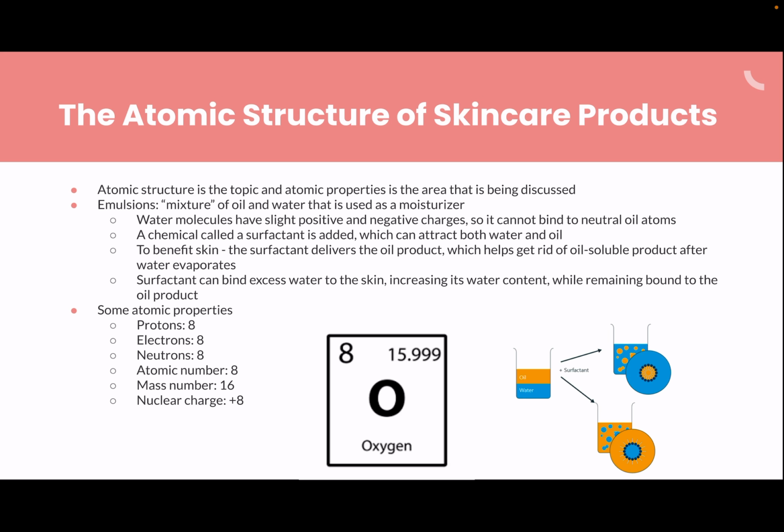Emulsions are beneficial to the skin because the surfactant delivers the oil product, so after the water evaporates, oil-soluble products can be removed. On the bottom right, there is a diagram of an emulsion. A periodic element that is popular in skincare is oxygen because it can improve blood circulation to the face. It has its own atomic structure.